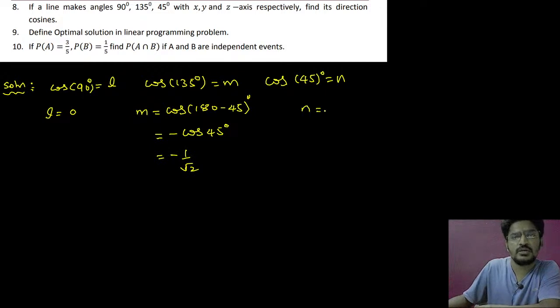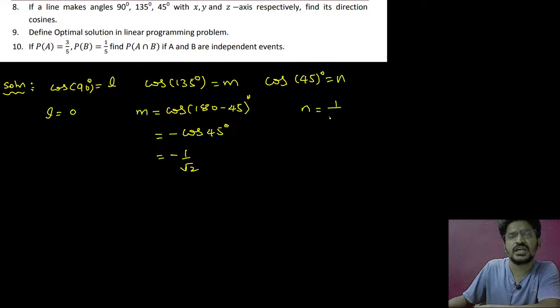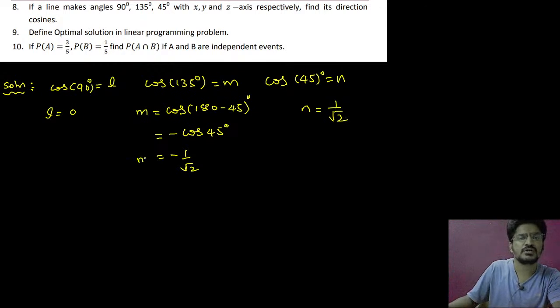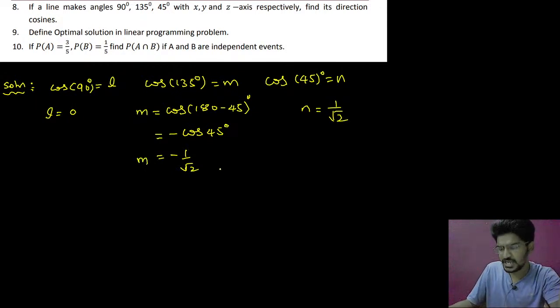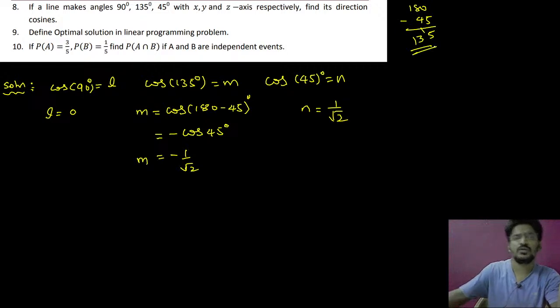In the same way, N is equal to cos 45 degrees, that is 1 by root 2. Okay, so L is 0, M is minus 1 by root 2 and N is 1 by root 2. So these are your direction cosines. You can check if you have doubt about 135: 180 minus 45, 8 minus 5 is 3, so 135. Okay, no problem. Clear?